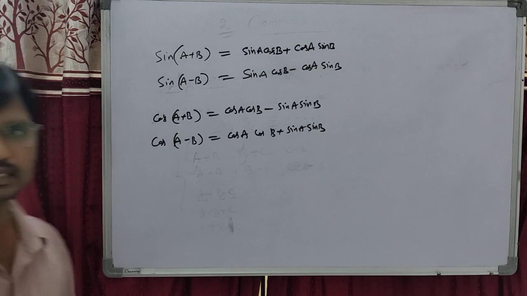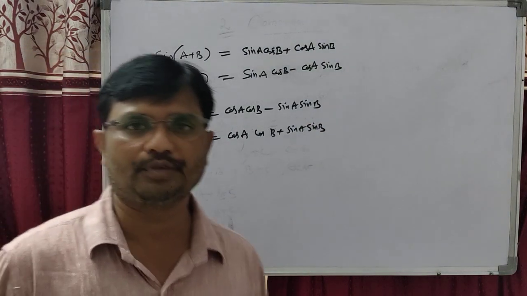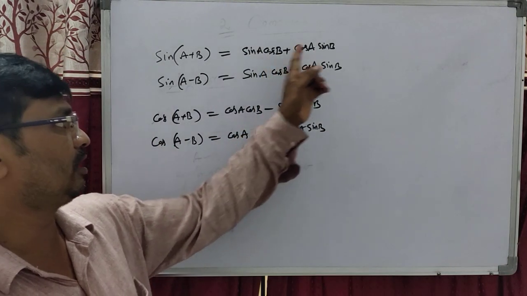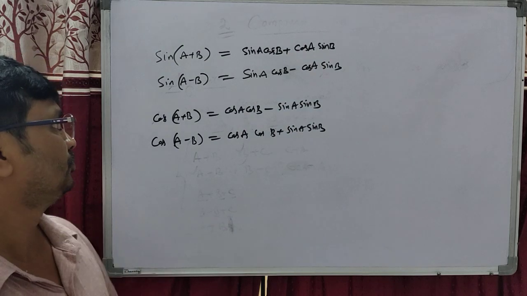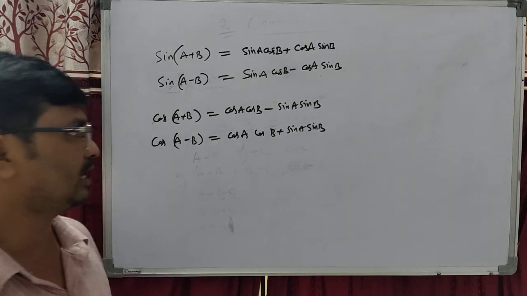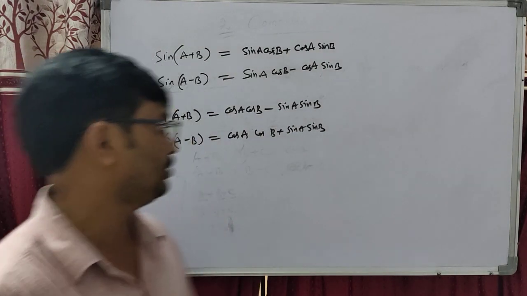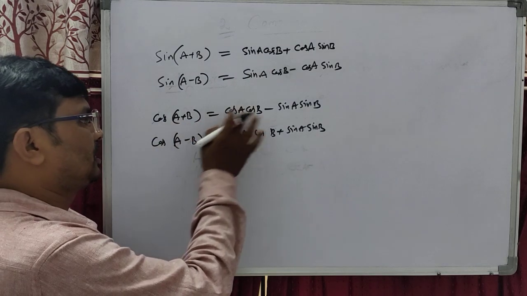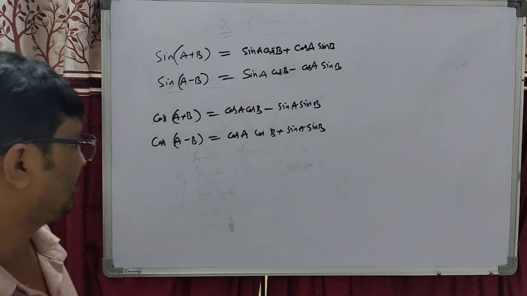My dear students, what are the formulas? Sine of A plus B is sine A cos B plus cos A sine B. Sine of A minus B is sine A cos B minus cos A sine B. Cos of A plus B is cos A cos B minus sine A sine B.